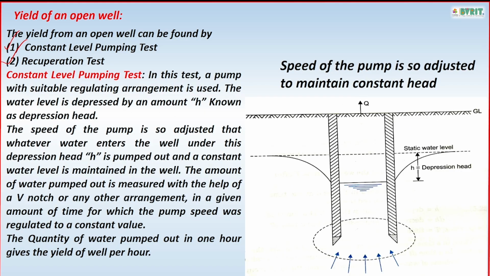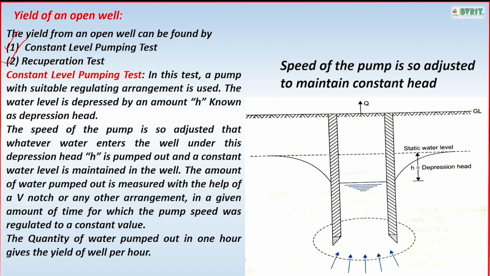What are these two methods used for? To get the discharge, to arrive at the yield from an open well, because the purpose of any well is finally only to get the groundwater outside. So how much groundwater can you get outside? What is the discharge that you are going to get? That is the functionality. In the constant level pumping test, kindly listen carefully. What is the main crux of the entire test?